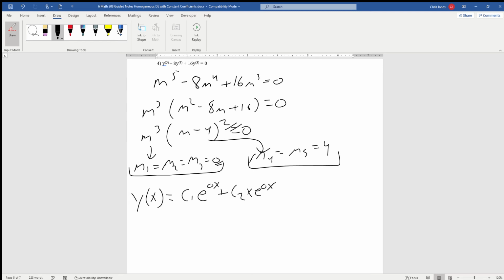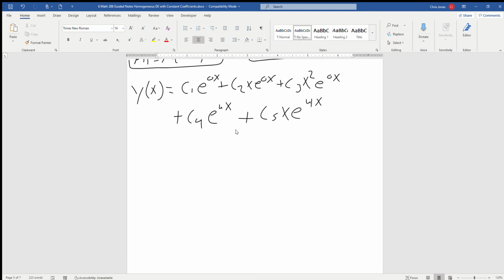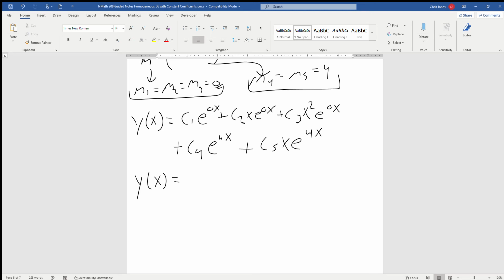c2x e to the 0x for the first repeated root, plus c3x squared e to the 0x, right? So each time we're just increasing the power of x by 1. Now we're going to start over because the 4 has a different solution. So we're going to say plus c4 e to the 4x, and then because there's one repeated root, plus c5x e to the 4x. Of course, another way to write this very easily, y at x is going to be equal to c1 plus c2x plus c3x squared plus c4 e to the 4x plus c5x e to the 4x. Right? And that would be our solution.